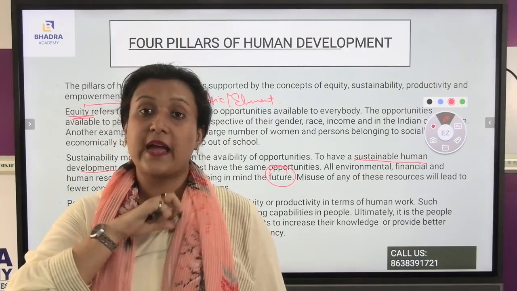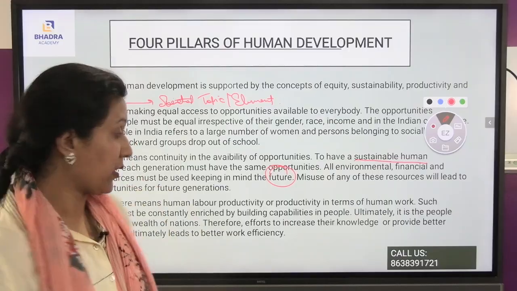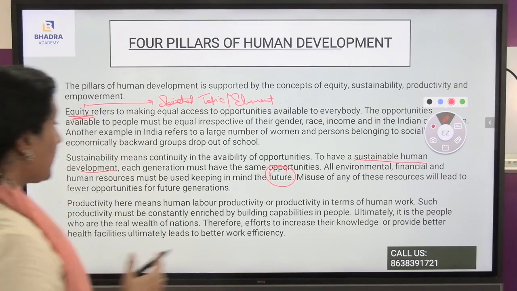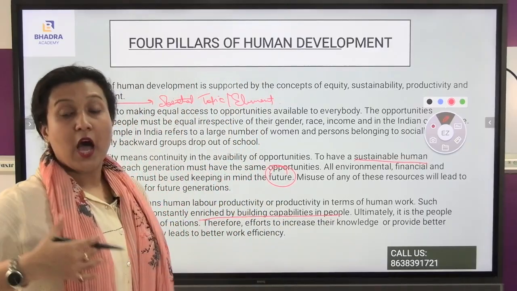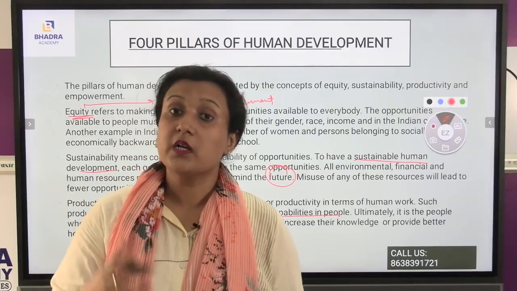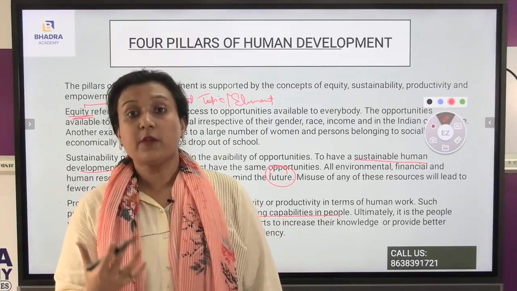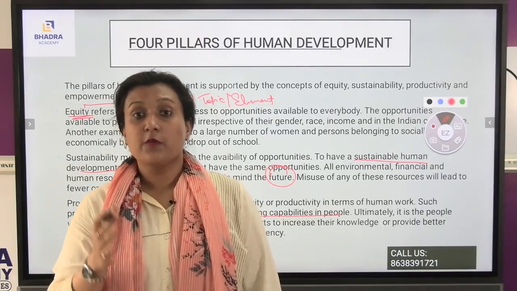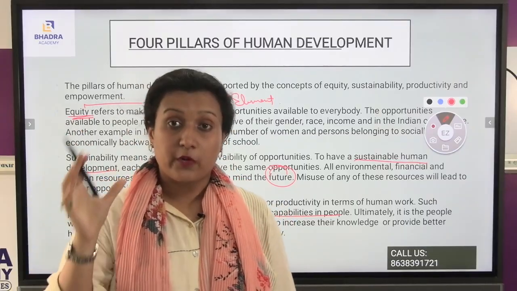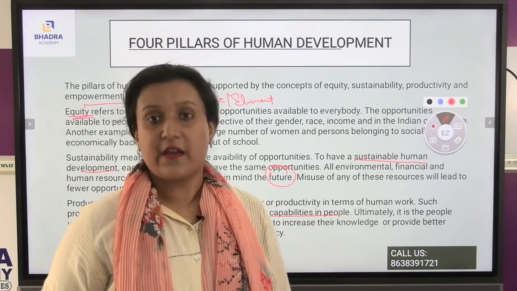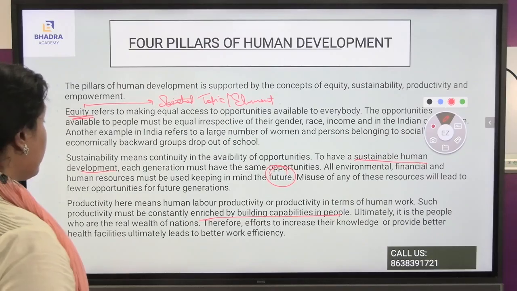Also, on the other hand, if I talk about productivity, it is also related to human labor productivity. Such productivity is constantly enriched by building capabilities in people. Now, how can productivity be used? Productivity can be used in accordance with the capabilities of the people. If the people have enough capabilities to convert it into productivity, then only the meaning of productivity becomes much more effective and efficient. Ultimately, it is the people who are the real wealth of the nation.